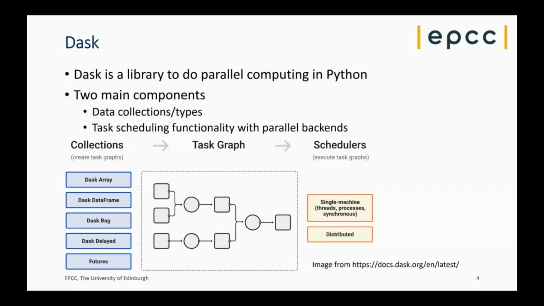So from this picture's point of view, the things on the left-hand side, the collections, are what we use inside our programs. They're our interface into Dask. And then the middle and right are what Dask does automatically for us. It takes what we've specified, it turns it into a graph of tasks to be run, and then it runs those in various ways. Now, it's worth saying that this is not a new approach.